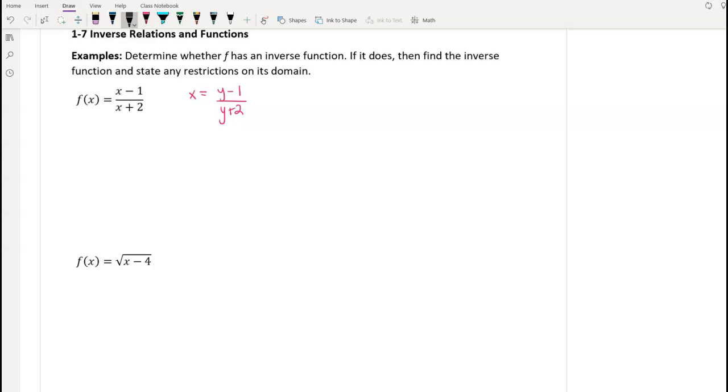So first things first, let's get rid of this denominator of y plus 2. So to do that, I'm going to have to multiply both sides by the quantity y plus 2.